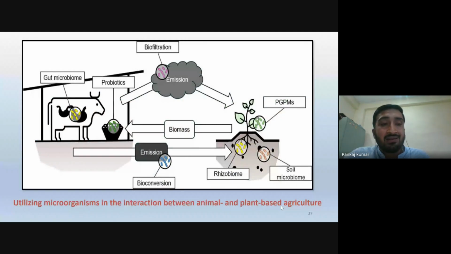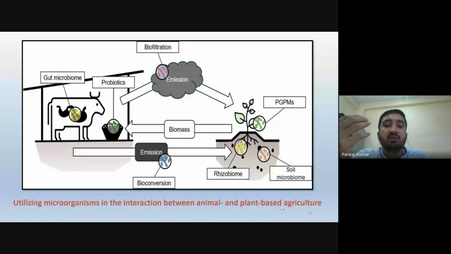Now here, in the animal, when probiotics are fed to the animal, it will also enhance the gut microbiome, and the gaseous emission is reduced. The emitted gases can also be passed to biofiltration, and then the remaining part can be utilized by the plants and enhance the soil microbiome. And in the soil microbiome, the rhizobiome, that symbiotic association with the plant, the quality of the rhizobiome will be enhanced.